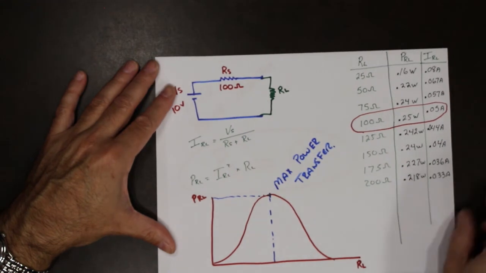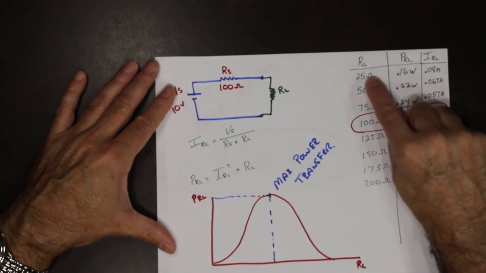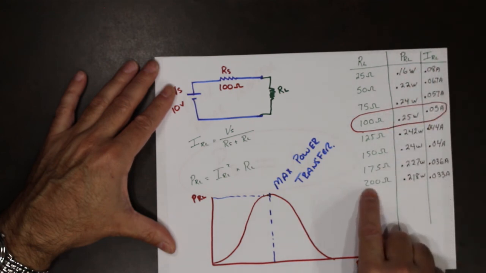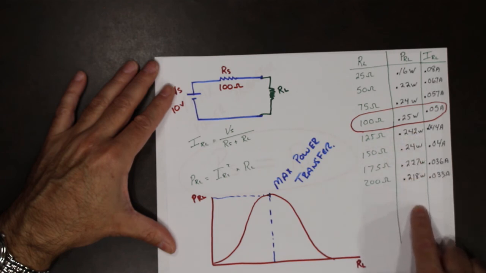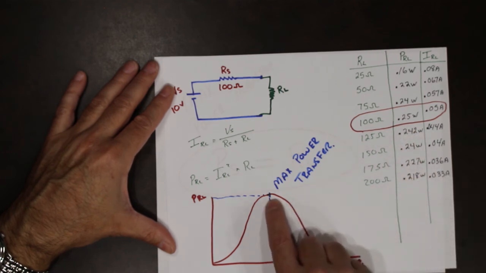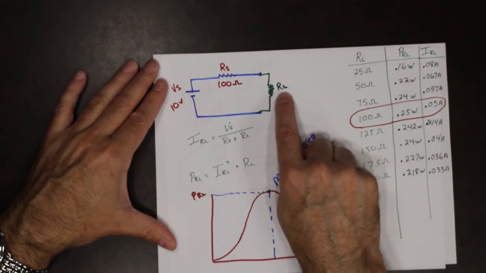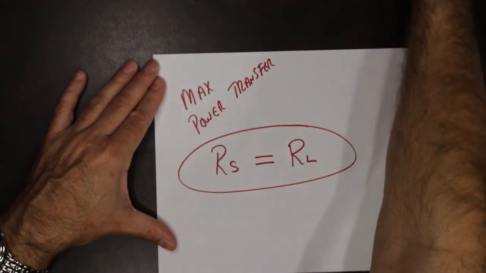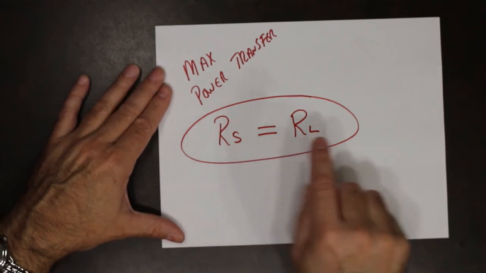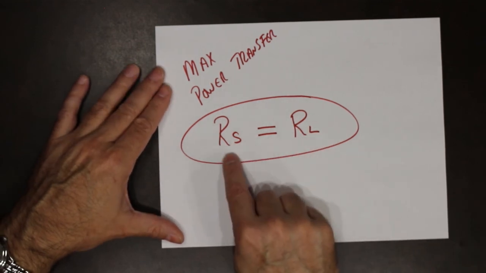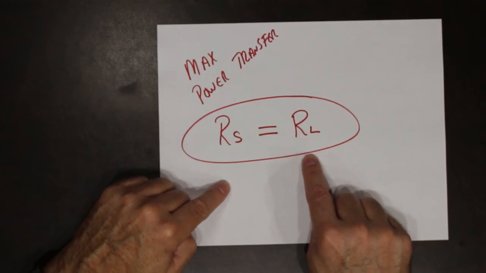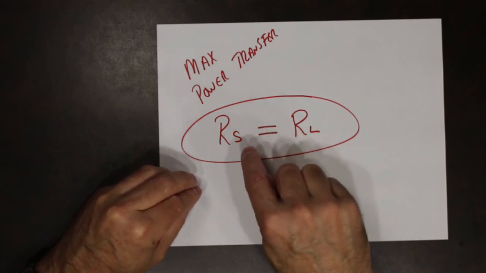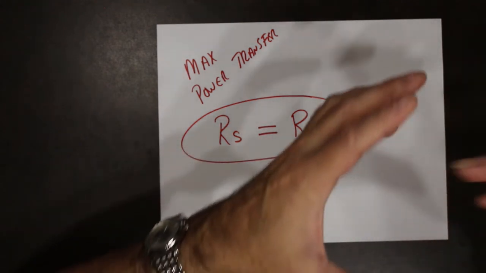Here's the mathematical proof. If I went with a value smaller than 25 ohms, this will continue to go smaller. If I went with a value bigger than 200 ohms, this value will continue to go smaller. It maxes out when the load resistor is equal to the source resistance. So maximum power transfer of any circuit happens when the load and the source resistance are equal. That is when we get the maximum amount of power being transferred to your load.